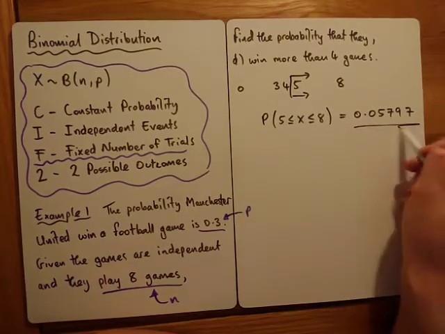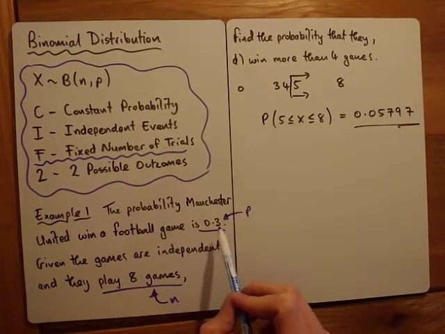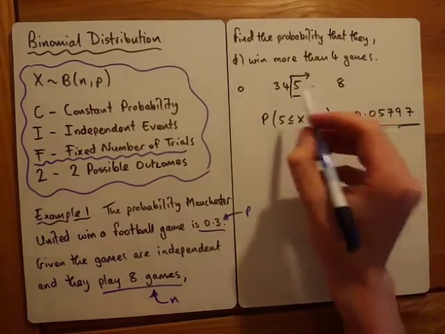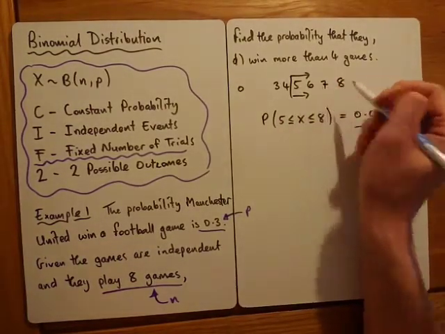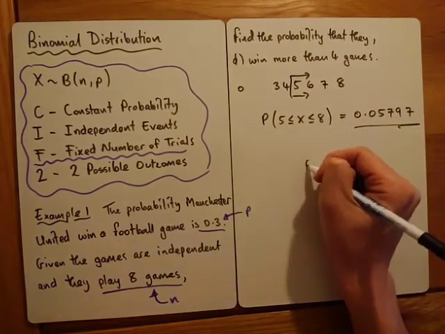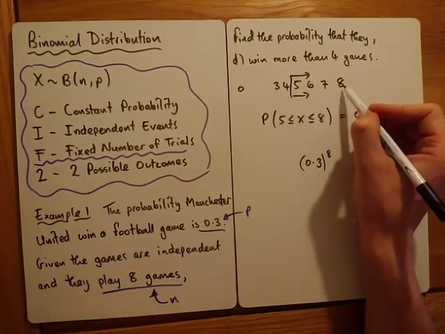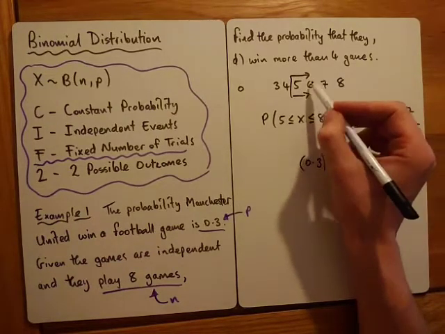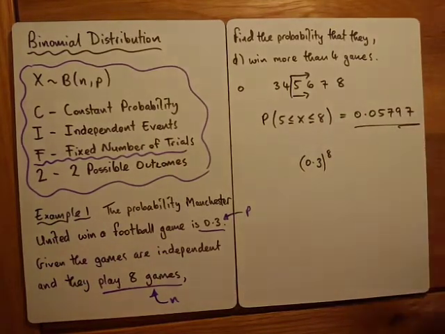Okay, just think about that, it seems like a really small probability, doesn't it? What's that telling us? The chance of them winning is only 0.3. So if we want them to win more than 4, the chance of them winning 5 games, 6 games, 7 games, the chance of them winning 8 games would be 0.3 to the power of 8. The chance of them winning all 8 games would be tiny. The chance of them winning 7 isn't going to be much better. So there's a small chance of these things happening, which is why the actual probability that we get out is quite small as well.